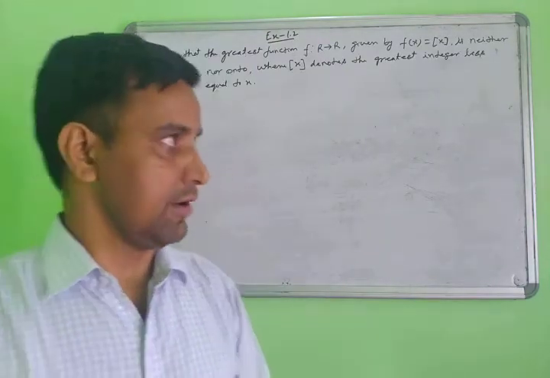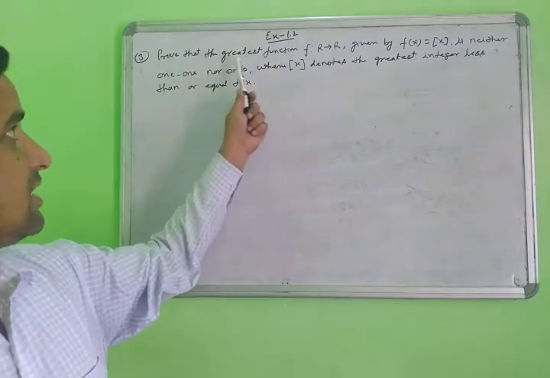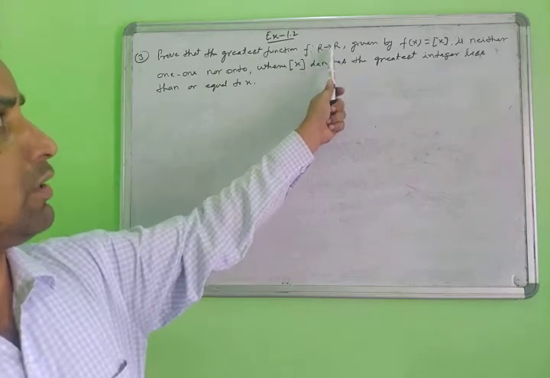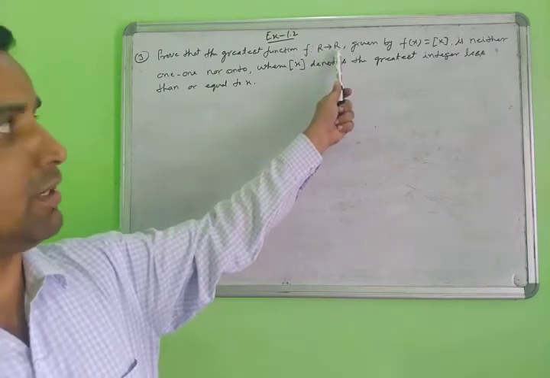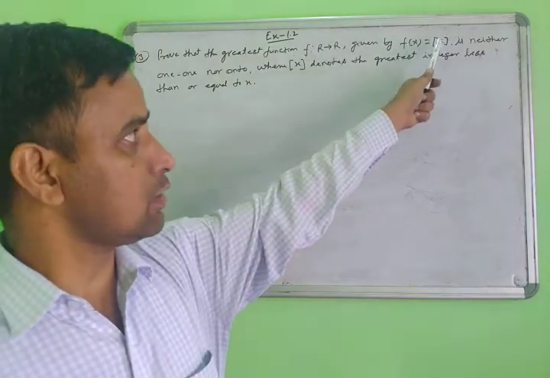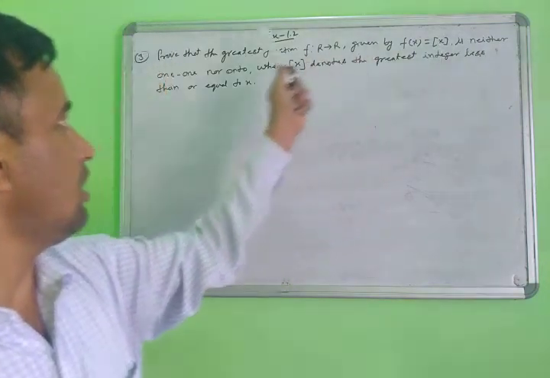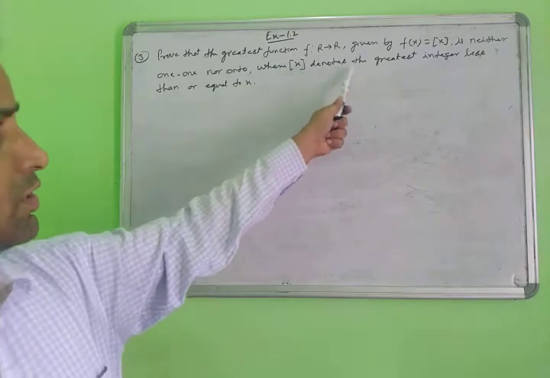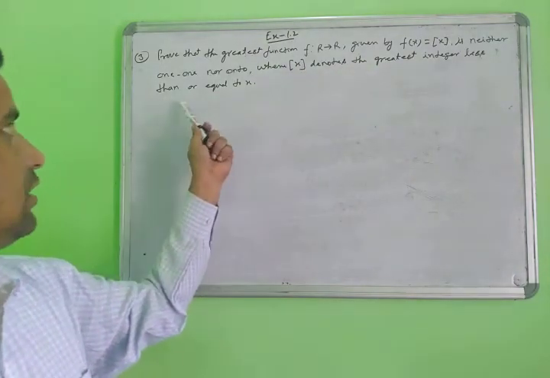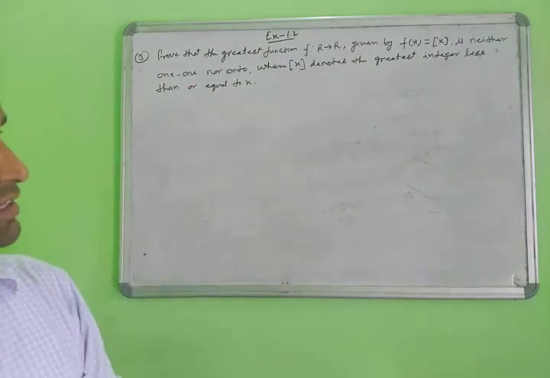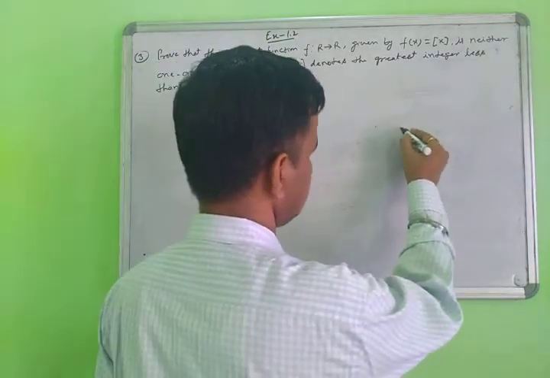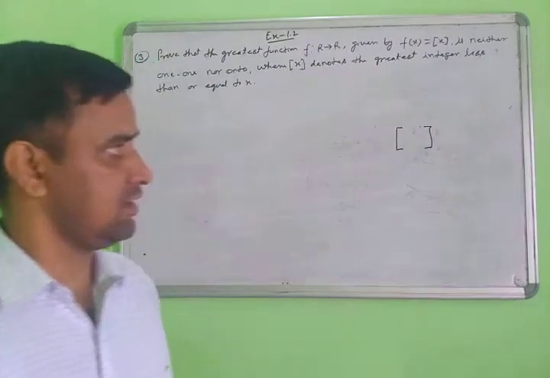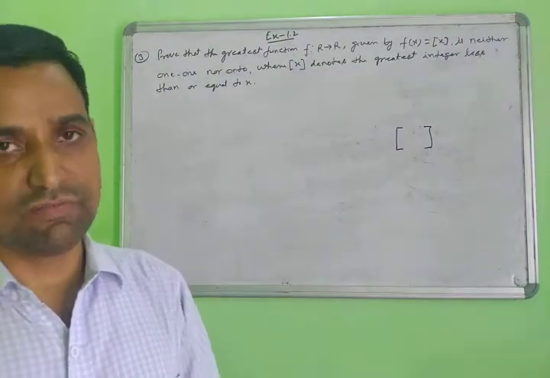Now look at the question here. Prove that the greatest integer function f from R to R, meaning domain and codomain both are real numbers, defined by f(x) equal to the greatest integer x, is neither one-one nor onto. This is denoted by the greatest integer less than or equal to x. This is the symbol of the greatest integer function.